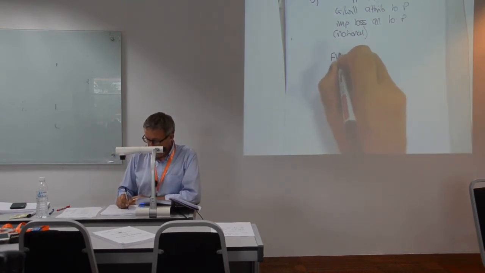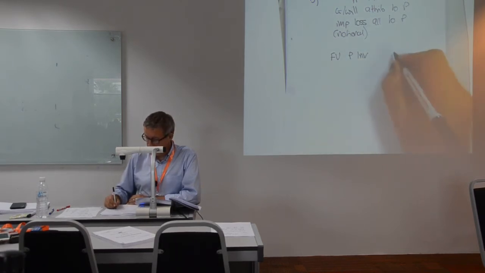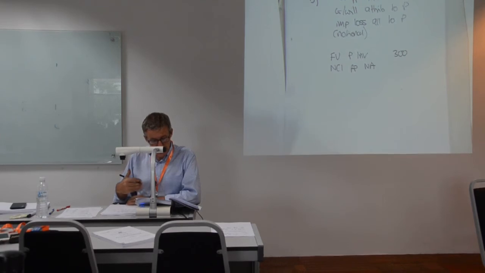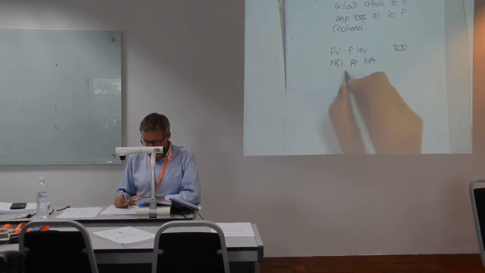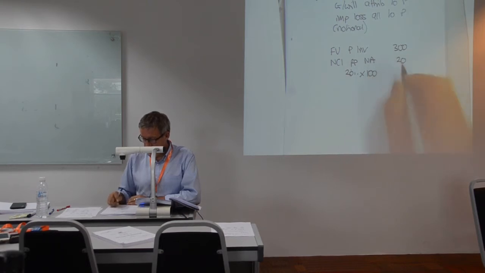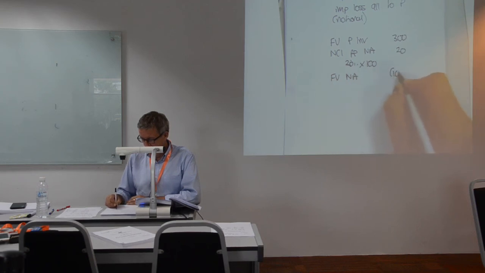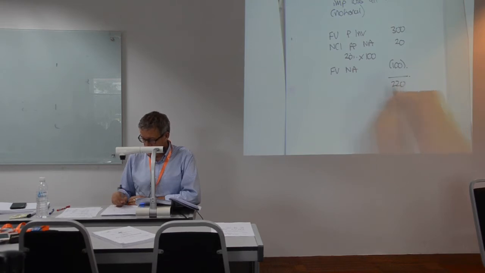First things first, let's calculate what the goodwill is. The fair value of the parent's investment is the same at 300, but the NCI is a proportion of net assets. So we can do a small calculation that 20% of the net assets are attributable to the NCI, and then we have the fair value of the net assets at date of acquisition of 100, and we have 220. This gives me the goodwill attributable to the parent.